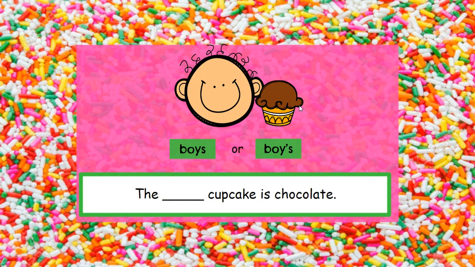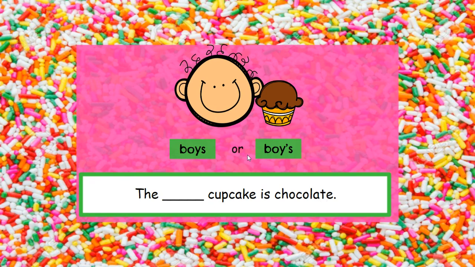So here's a boy and he has a cupcake. Let's read the sentence. The blank cupcake is chocolate. So we have the word boys written twice. This boys just has an S at the end, which means more than one boy. This word boys has an apostrophe S, which means that the boy owns something in the sentence. The boy's cupcake is chocolate.